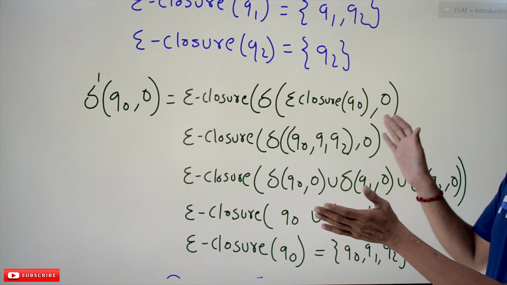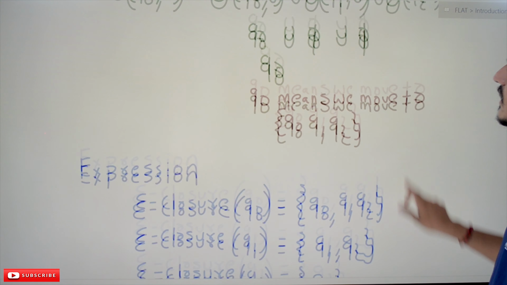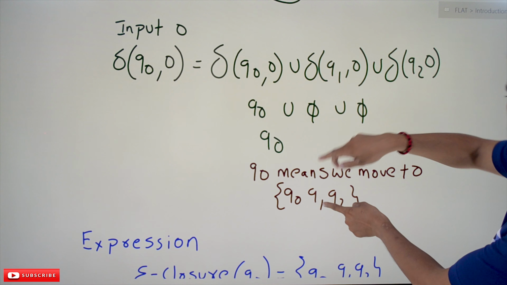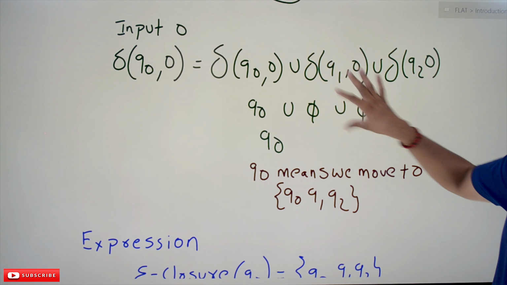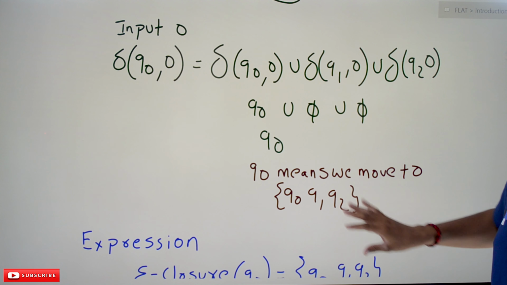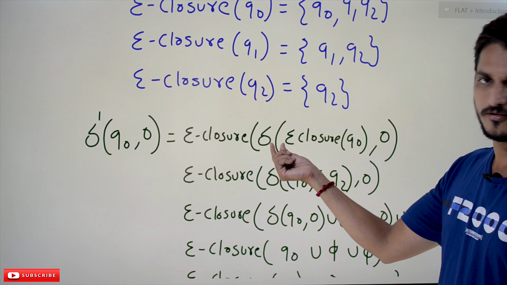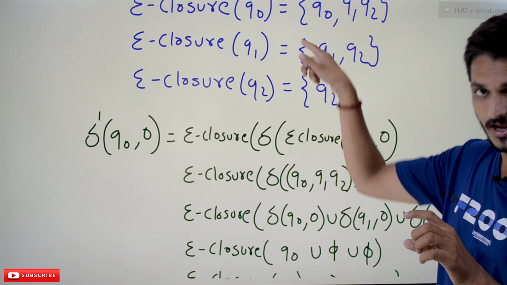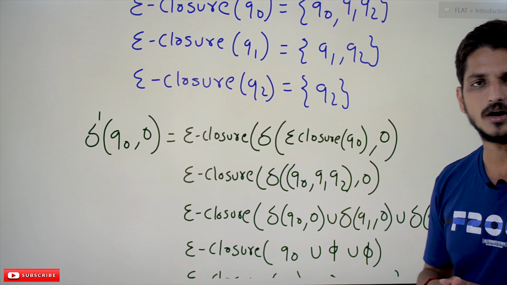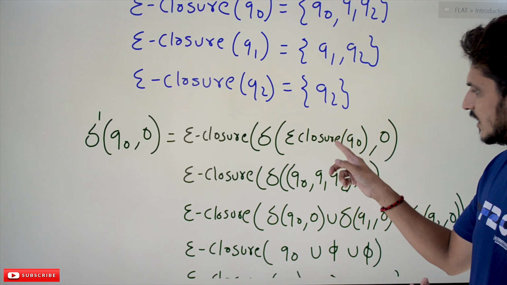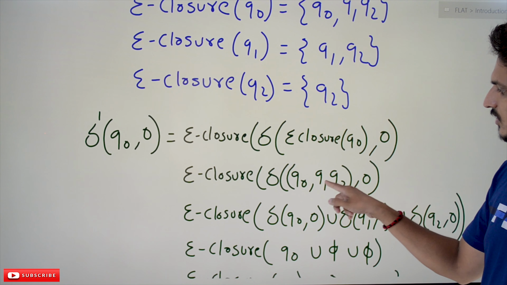So we will divide it. You will understand why this equation is similar to whatever the concept we discussed here. The equation which we have written is exactly similar to this concept, the same thing written in expression format. So delta of, we have to apply transition of our NFA with epsilon moves diagram, epsilon closure of Q0. What is epsilon closure of Q0? Epsilon closure of Q0 is given as Q0, Q1 and Q2.